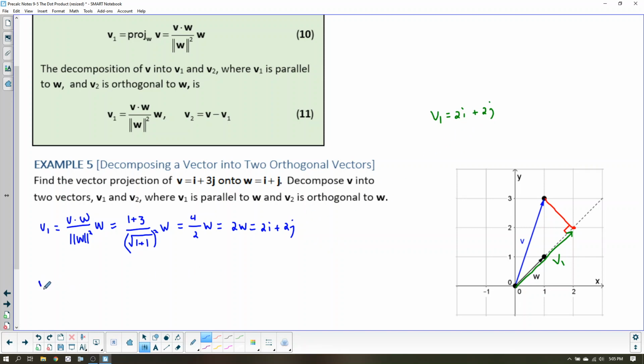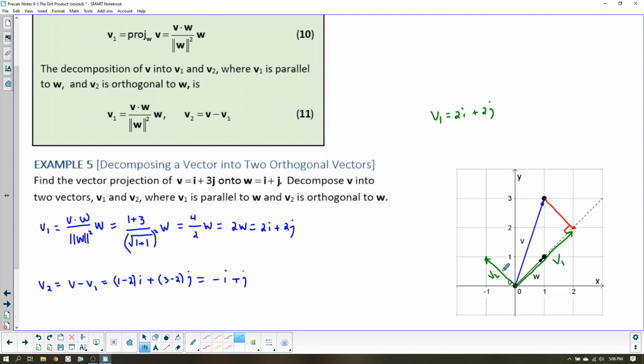So then to finish it, we just need to find v2. And v2 is v minus v1. So we just need to take this and subtract this. So you're going to subtract your horizontal components, meaning you're going to have 1 minus 2 as the i component, and then 3 minus 2 as the j. Simplifying that gives you negative i plus j. And let's plot this. So if we come back over here, the horizontal component is -1, vertical component is +1. That is our v2.